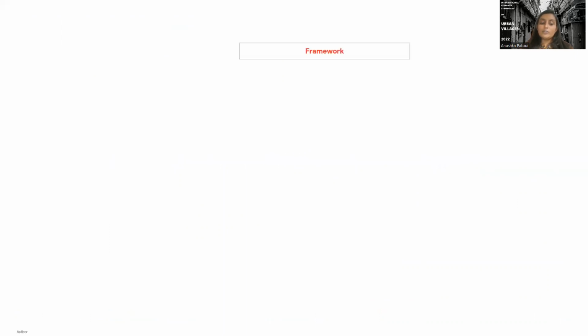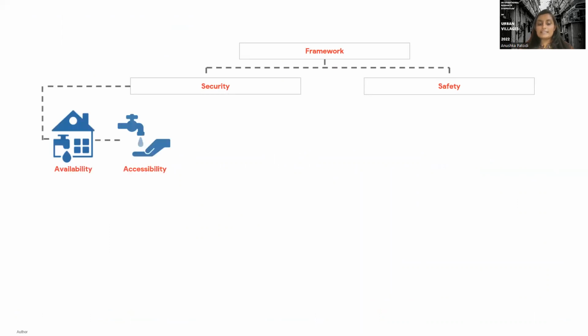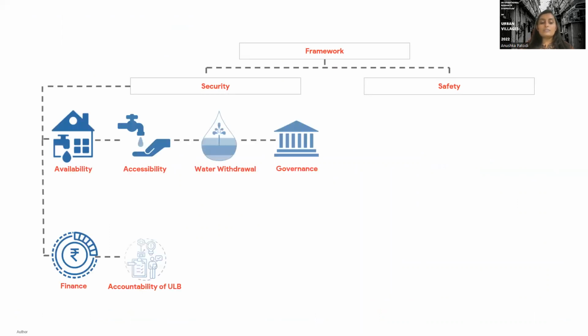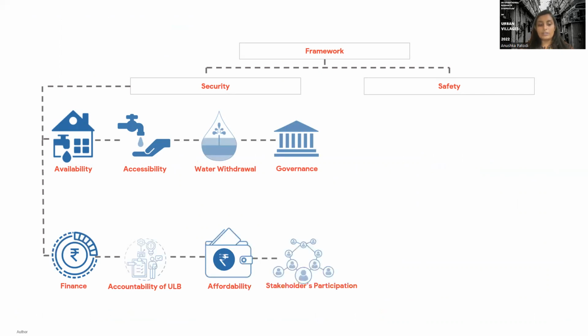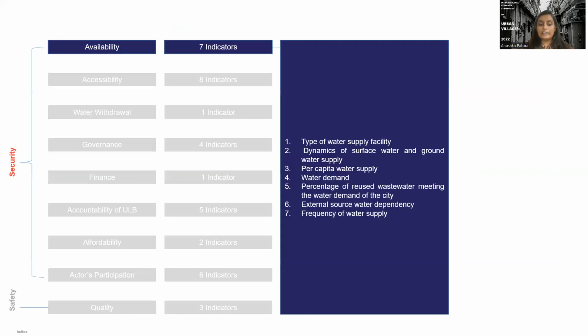So the framework had 2 themes, namely security and safety, with components like availability, accessibility, water withdrawal, governance, finance, accountability of ULB, affordability, and stakeholders' participation. And in safety, the component is quality. For today's presentation, I will be showing the detailed analysis of the first component, that is availability. For the remaining, a summary is shown. Similar detailed analysis is done for all the indicators.